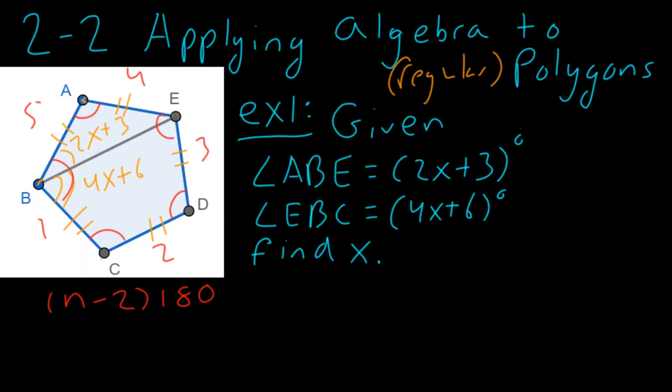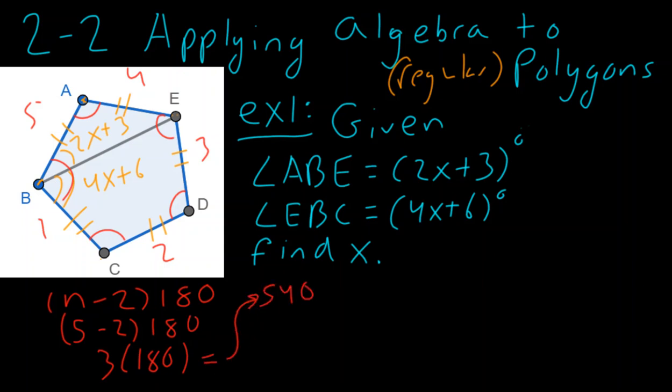And I would always encourage you to label your sides. So we now have 5 minus 2 times 180. And 5 minus 2 is 3 times 180. And of course that is equal to 540. Now 540 really doesn't help us out.